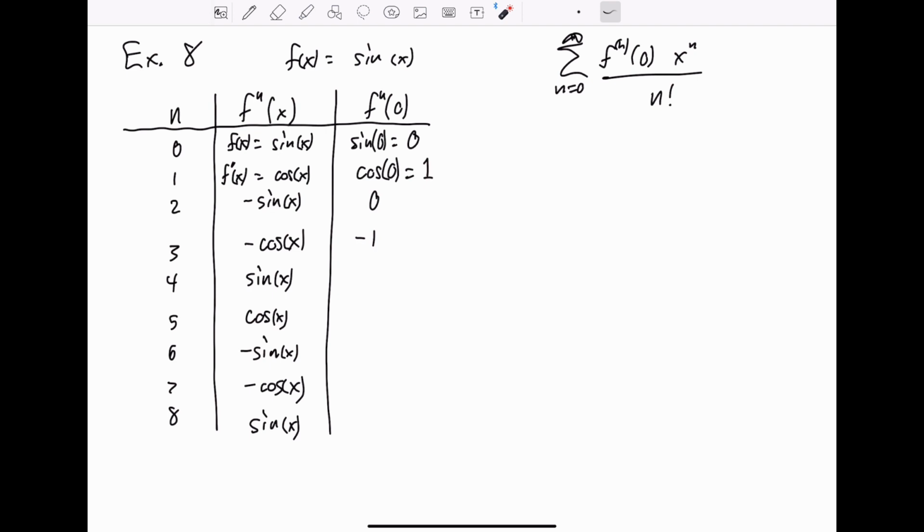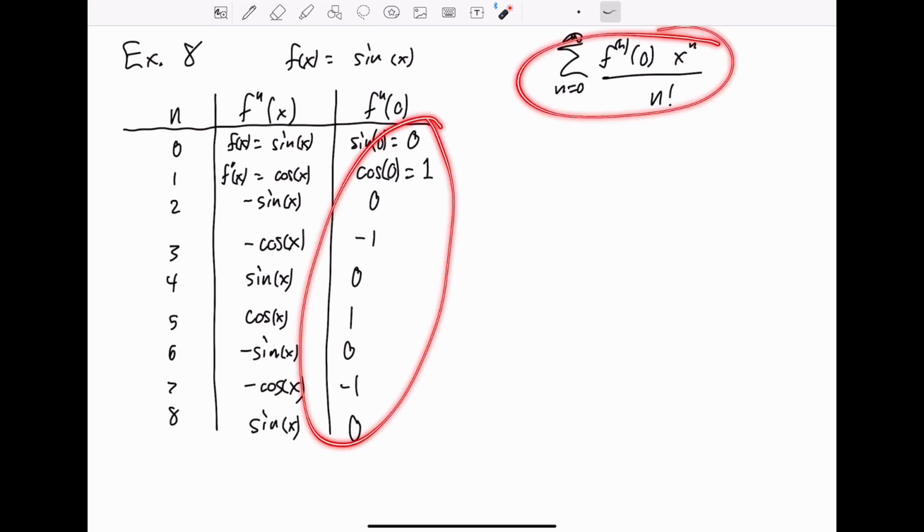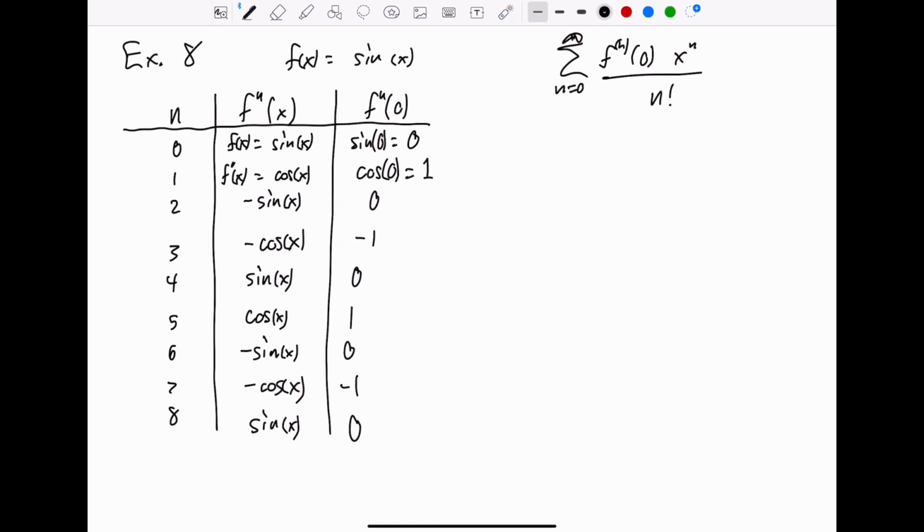That keeps on repeating because we have this cyclic nature of the derivatives of the sine function. So sine of 0 is 0, cosine of 0 is 1, negative sine of 0 is 0, negative 1, 0. It keeps on going. For this example, rather than trying to predict a formula for the nth derivative at 0, it's actually more useful to just expand out the first several terms of the Maclaurin series using these values for the nth derivative. So we're just going to expand this out.